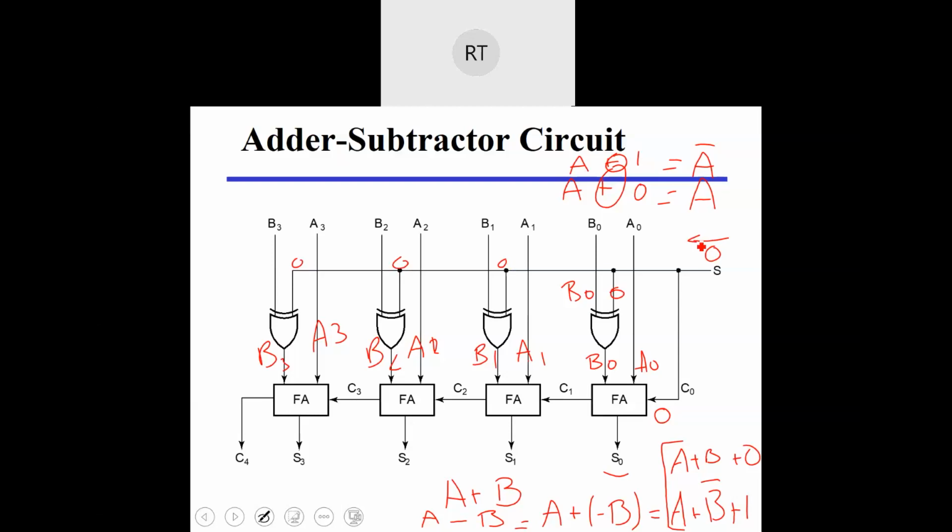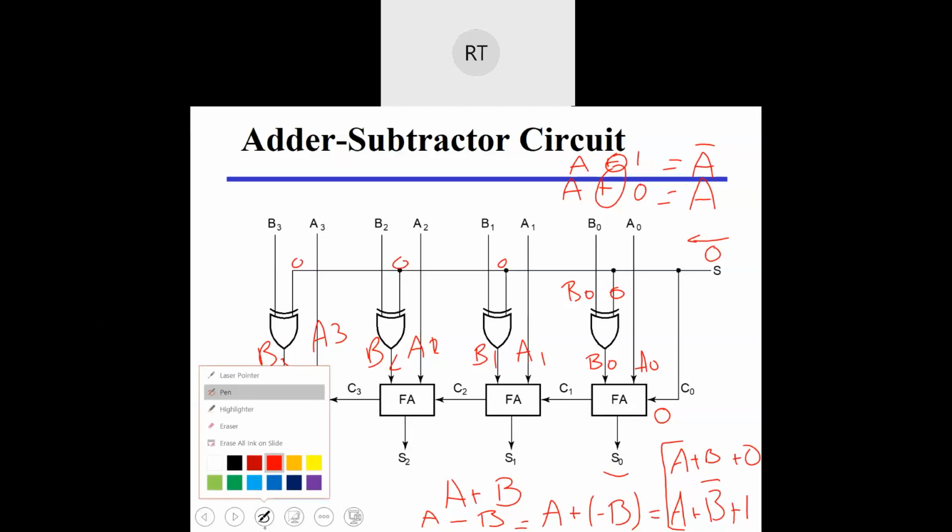So what am I doing in this figure? I am doing addition, okay, of A plus B plus 0. Okay, did you understand this? Can I start with the subtraction? Any questions? Okay. So let me start with the subtraction.